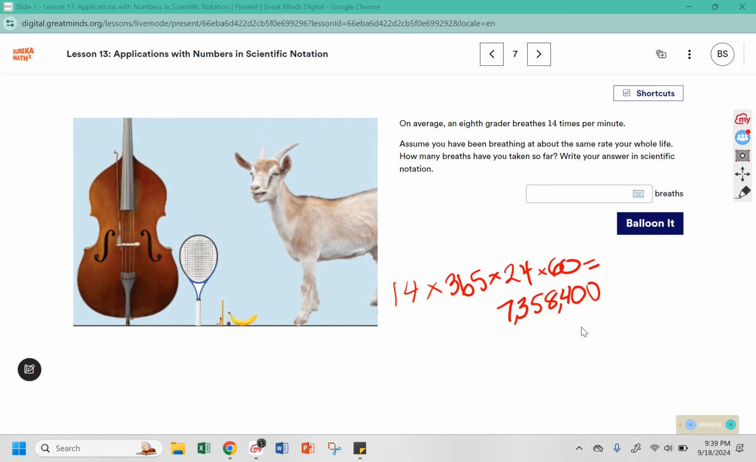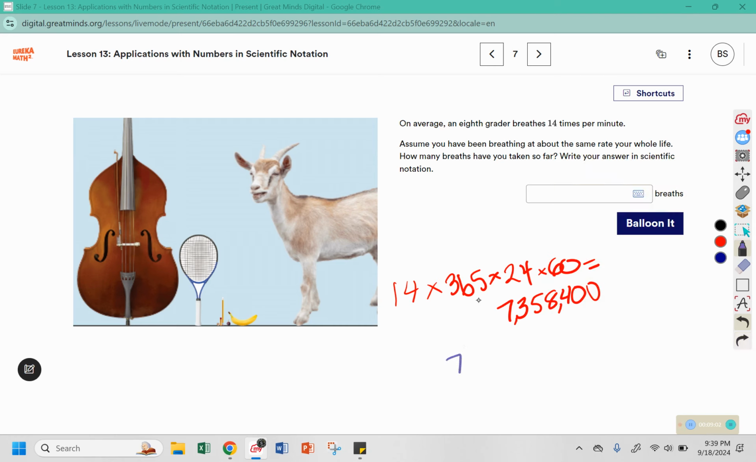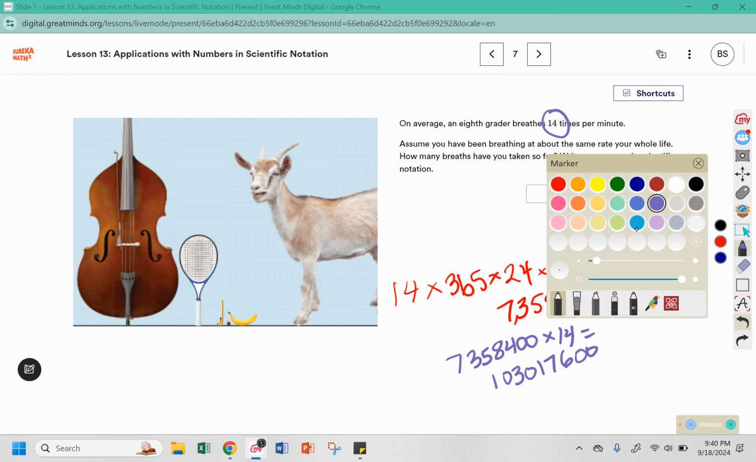But that's how many minutes we've been alive for as a 14-year-old. We have taken 14 breaths per minute. So we still need to multiply this value by 14 to figure out how many breaths we have taken. And it asks us to write our answer in scientific notation.